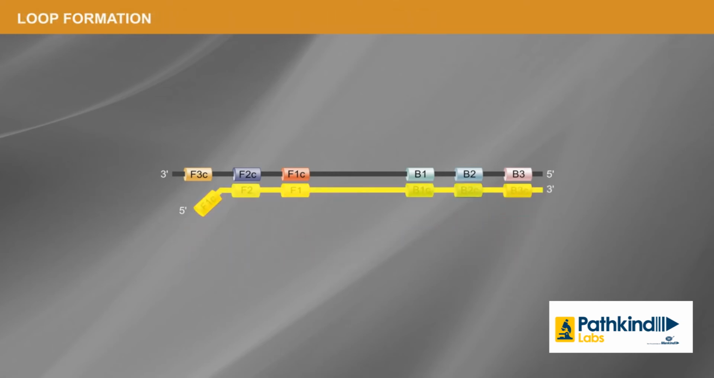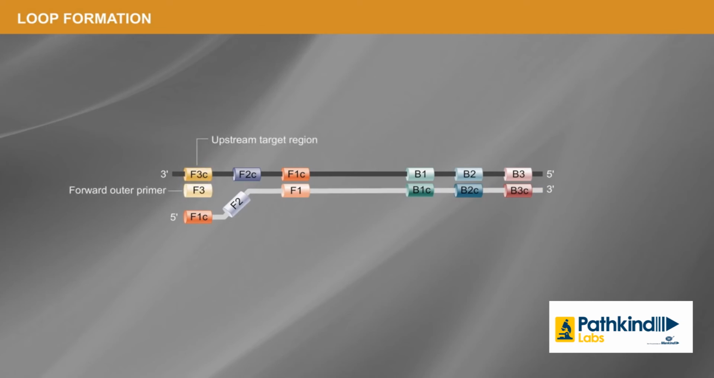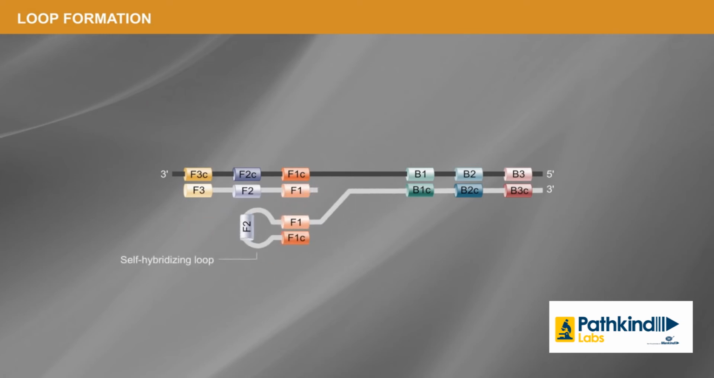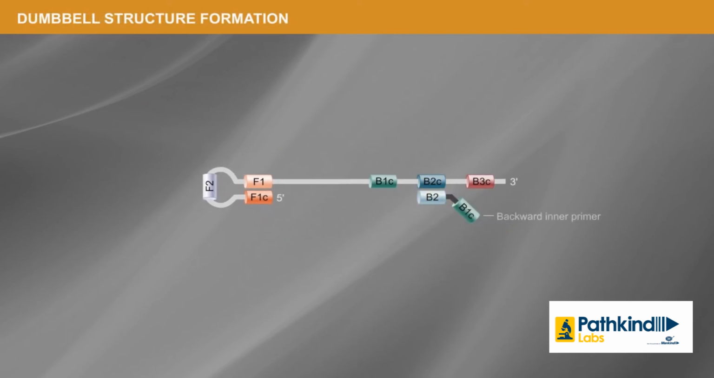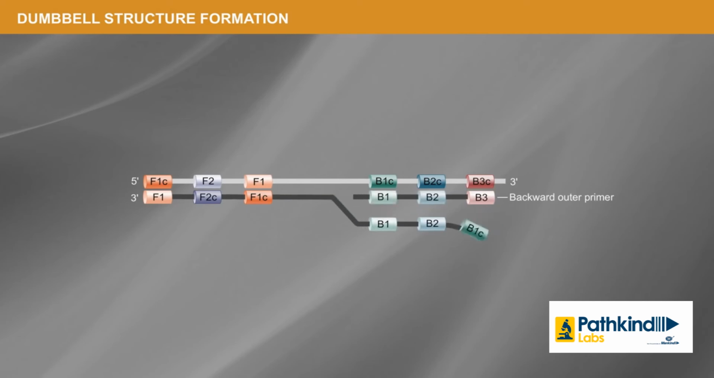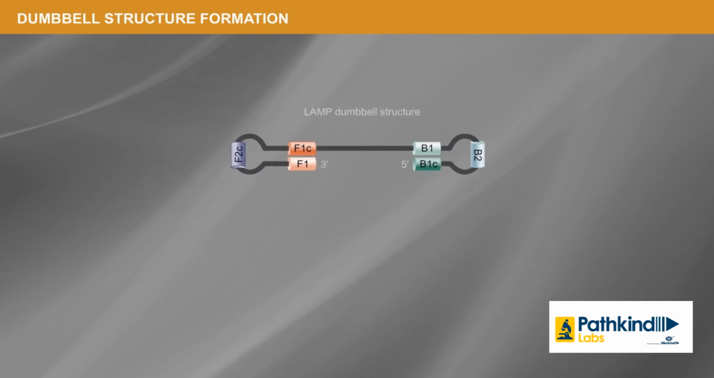The first product is then displaced by synthesis initiating from an outer primer which anneals to an upstream target region. As it is displaced, the end of the product forms a self-hybridizing loop structure due to inclusion of a reverse complementary sequence in the inner primer sequence. This annealing and displacement cycle repeats on the opposite end of the target sequence, and the resulting product is a short dumbbell structure that forms the seed for exponential LAMP amplification.